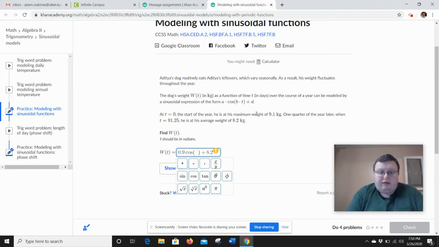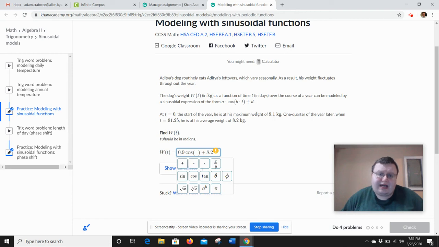Now we've got to figure out what goes inside the parentheses. We've got to figure out b. So if we want to figure out what b is, that's going to have something to do with the period. Now we're talking x. Everything we've done so far has been y, all about y. Midline, amplitude, they're all about y. Period and phase shifting, which we don't have to take care of in this case, have to do with x.